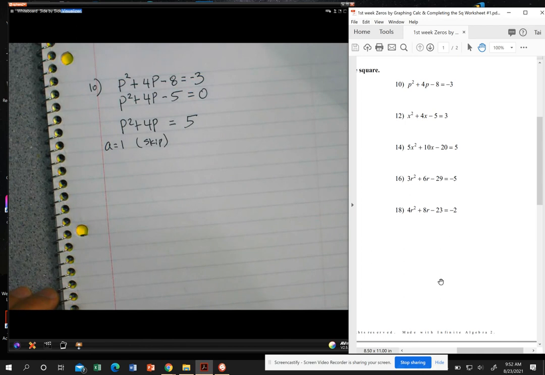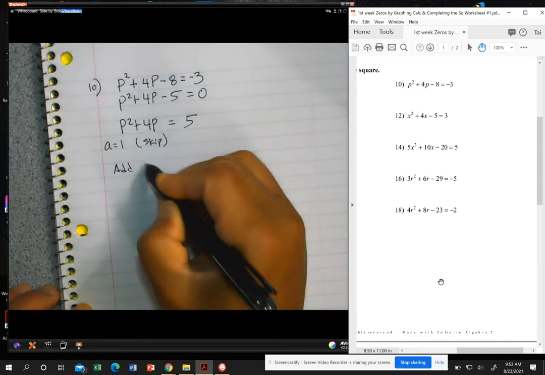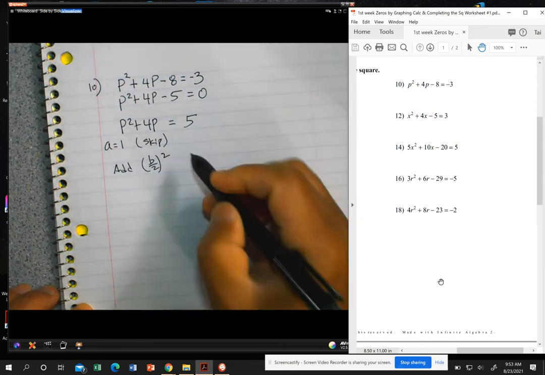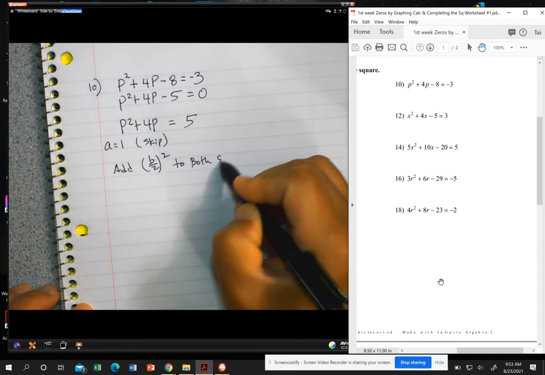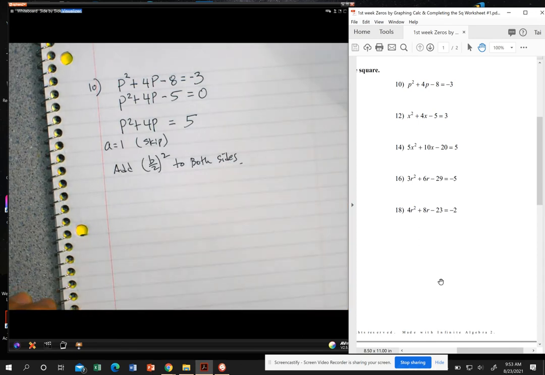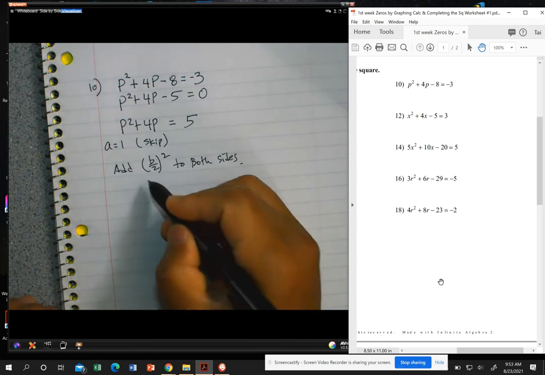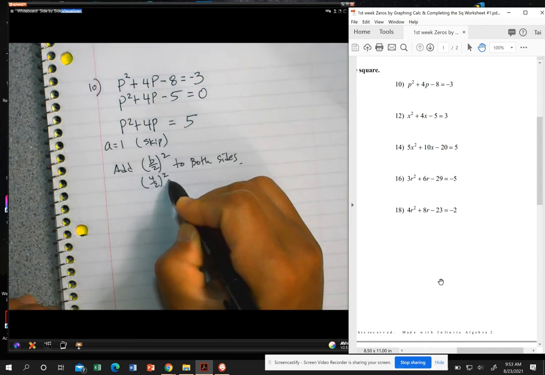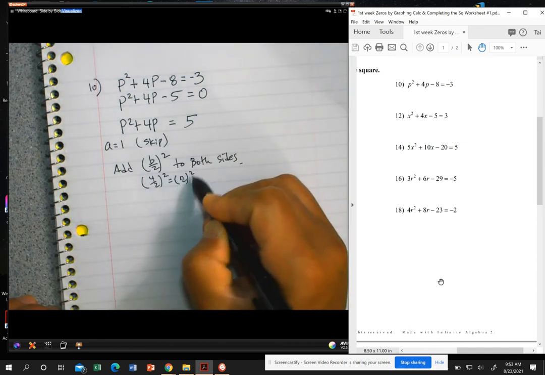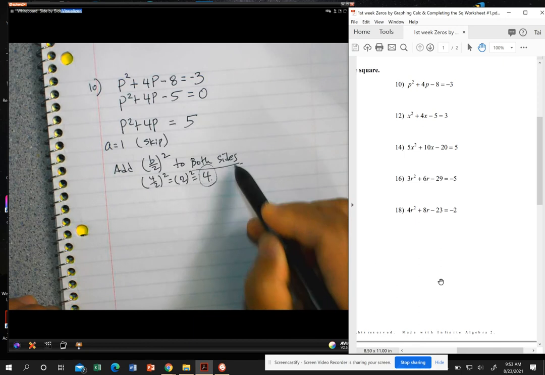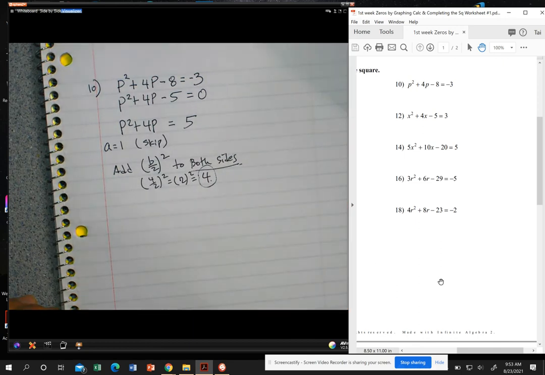Alright, anybody have an idea for the next step? Anyone else? Someone new? Add B over 2. Okay, so we need to add B over 2 squared to both sides, right? To both sides. Okay, so you need to calculate that. So if you were helping me, someone said B over 2. So what is B over 2? 4. Yeah, so 4 over 2 squared, which is 2 squared, which becomes 4. We're adding 4 to both sides, right? So let's go ahead and add 4 to both sides.